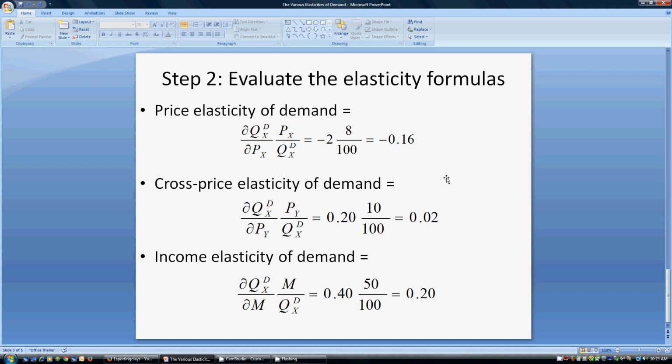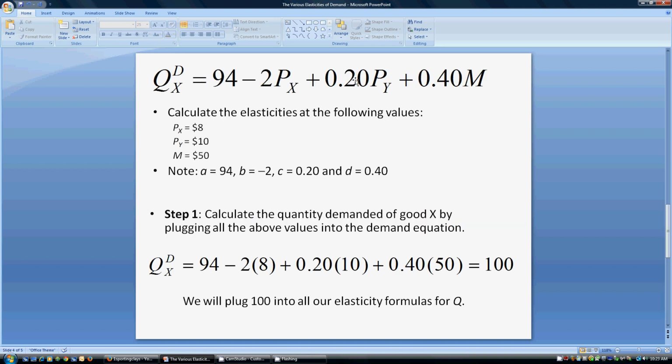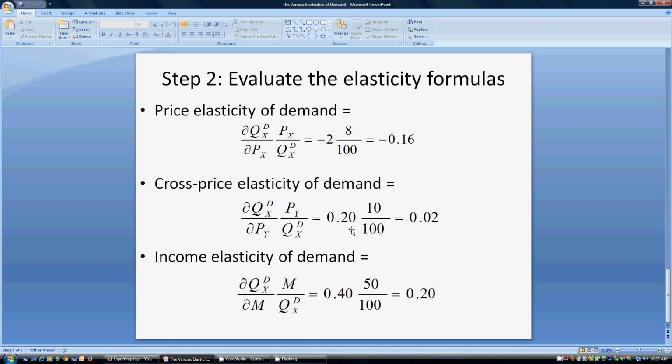Moving on, the cross-price elasticity of demand. Once again, we're taking the partial derivative. Even if you don't know how to take partial derivatives, just remember that you're just going to pull off or pick off the coefficient in front of the price of good Y. So it's just 0.2. Plugging that in here, and then multiplying it by the price of good Y, which we said was $10, and once again dividing it by 100. So in this case we get 2 divided by 100, or 0.02.